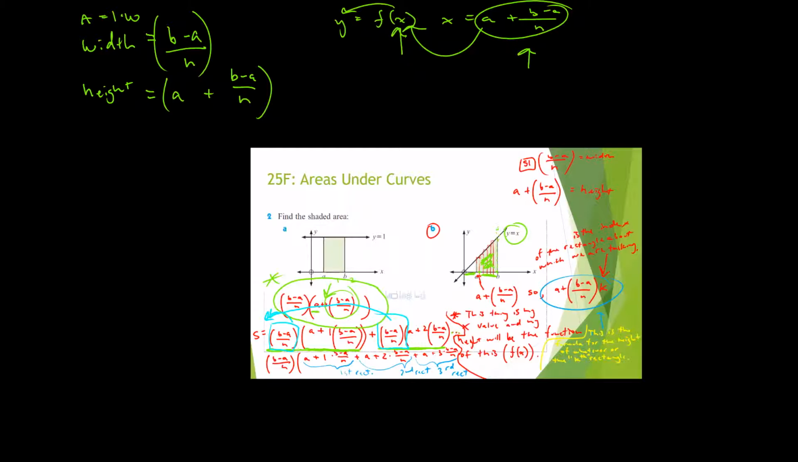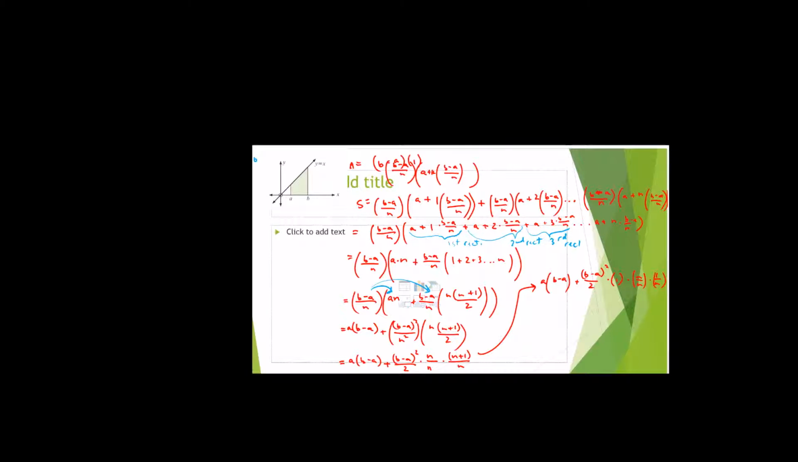Once that's factored out, I'm left with this thing: a plus 1 times (b minus a) over n, plus a plus 2 times (b minus a) over n, plus a plus 3, and that's going to keep going. Well, there's another pattern I want you to see. At this point, all we're doing is algebraically manipulating things. And my apologies, this should not be here, so ignore that, please, and ignore my messiness. Okay.